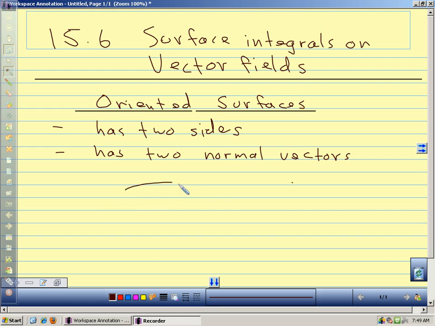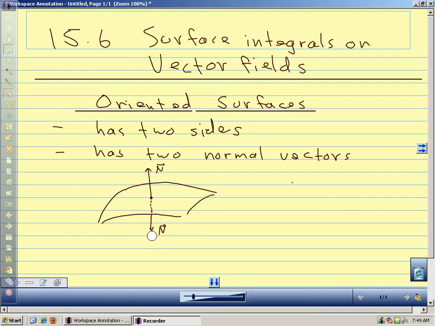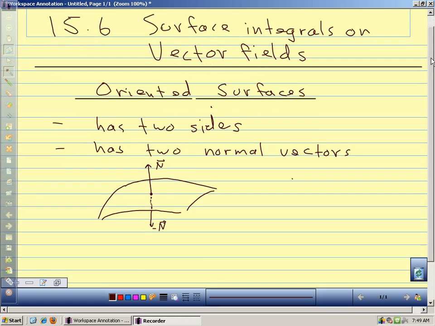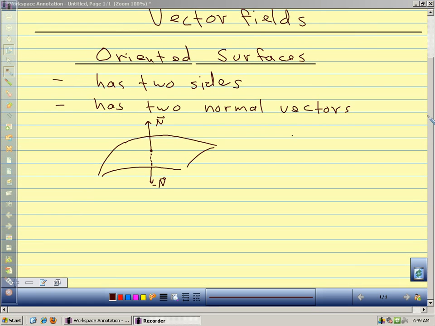So if we have some surface here, like so, we have one normal vector that can go this way, and we have the normal vector that can go in the opposite direction. And I'll call that negative n. And the other term you'll hear for oriented surfaces is orientable surface.